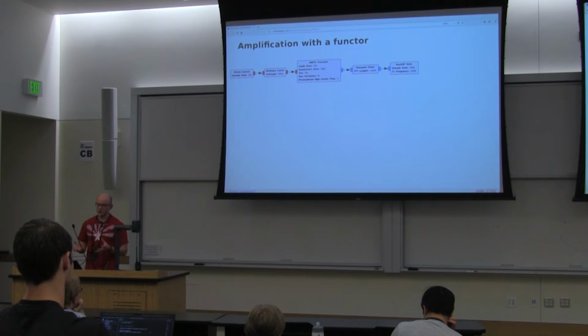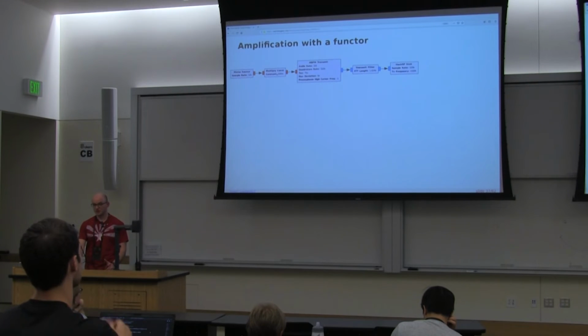And a signal over time in DSP is commonly referred to as a time domain signal. But the interesting thing about amplification is all it's doing is multiplying the value of each sample by 0.5 in this case. And multiplication has nothing to do with time domain signals. It's just: give me a number and I'll give you another number. So we can think of this as a functor.